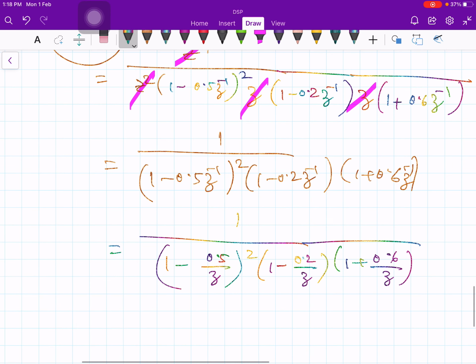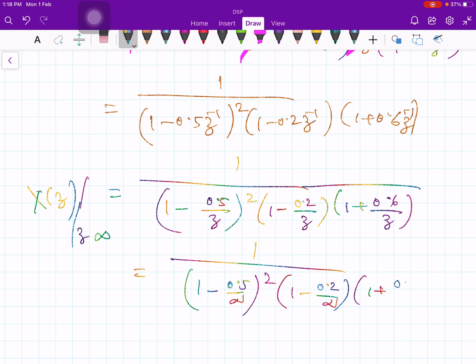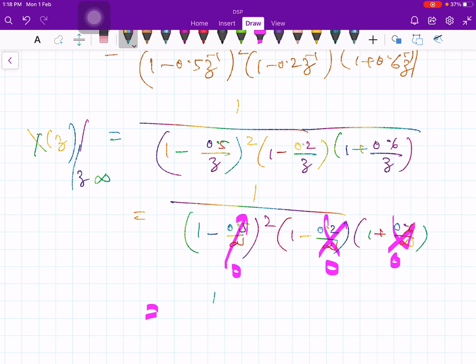Now you substitute z is equal to infinity in this expression. So this is 1 divided by 1 minus 0.5 by infinity, whole squared, 1 minus 0.2 divided by infinity, 1 plus 0.6 divided by infinity. So this becomes 0 and this becomes 0 and this becomes 0. So you have 1 divided by 1 times 1 times 1, so this is 1.